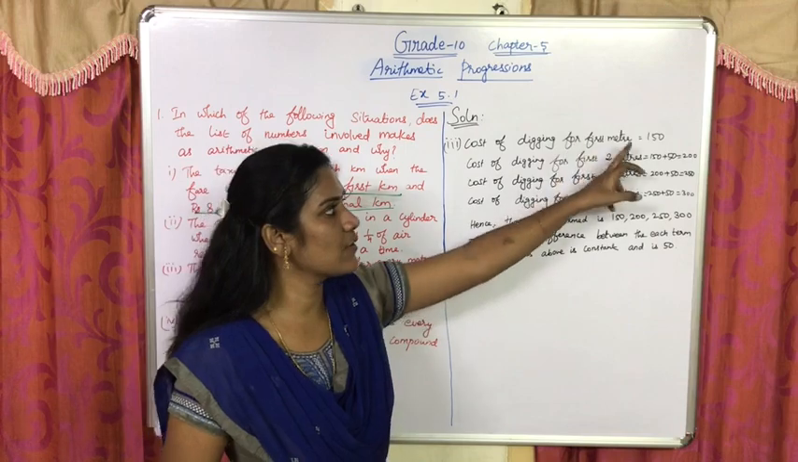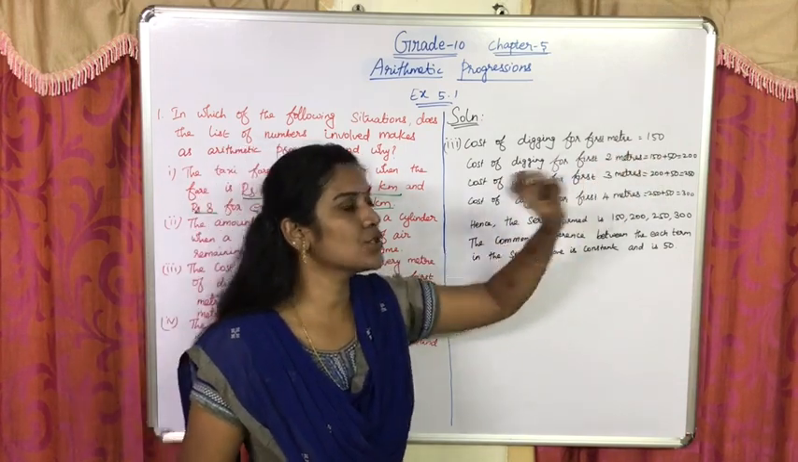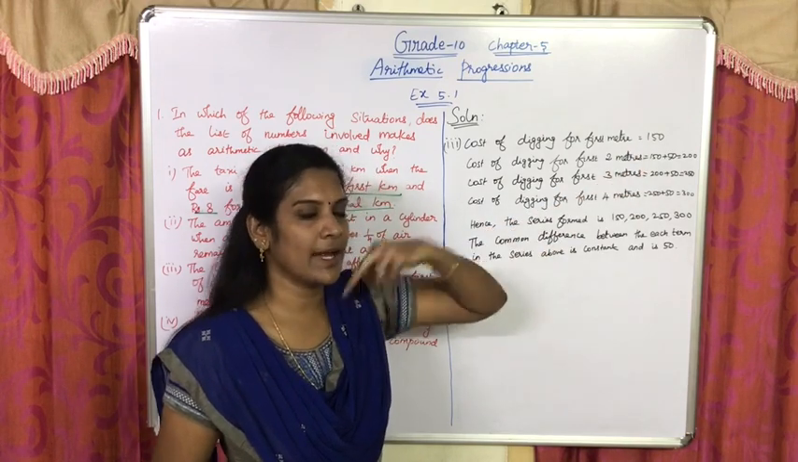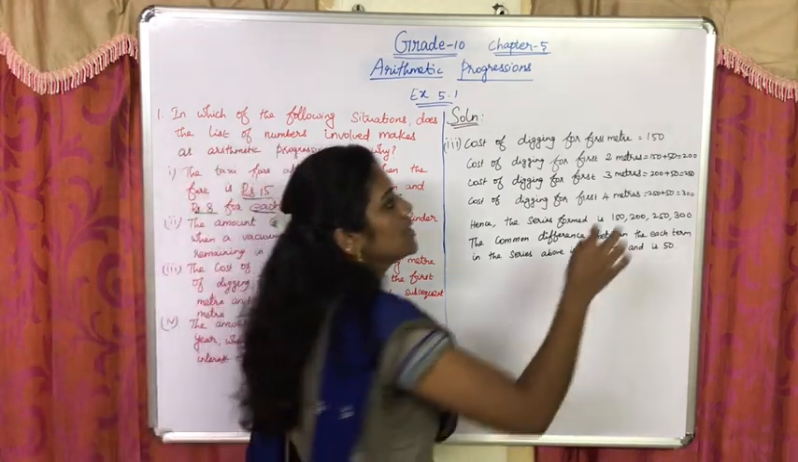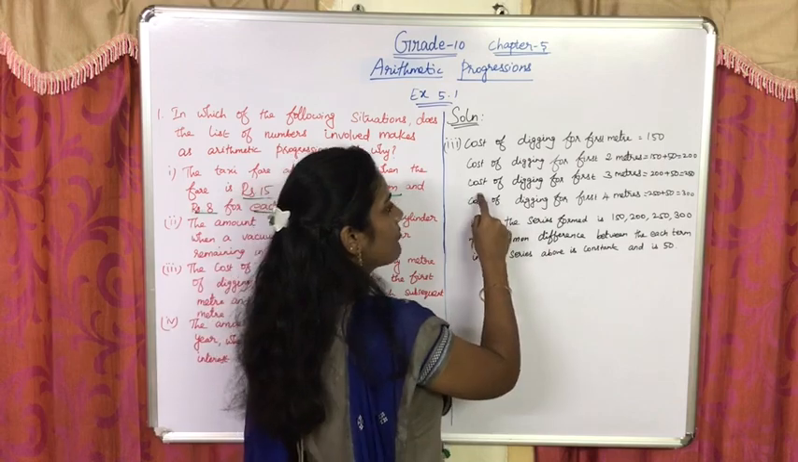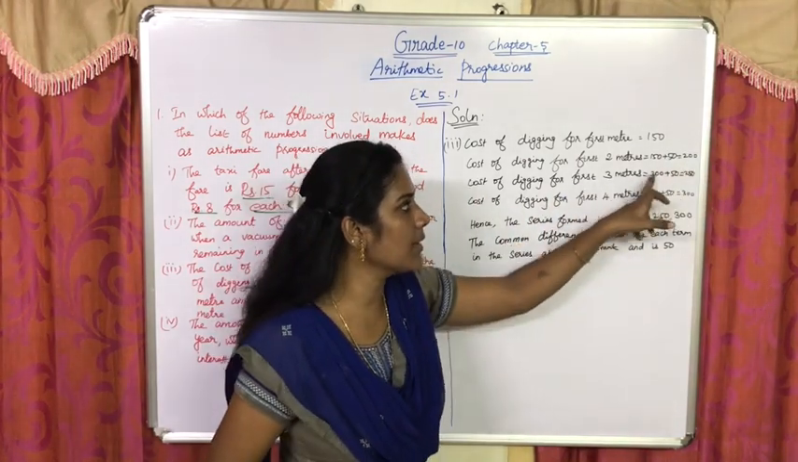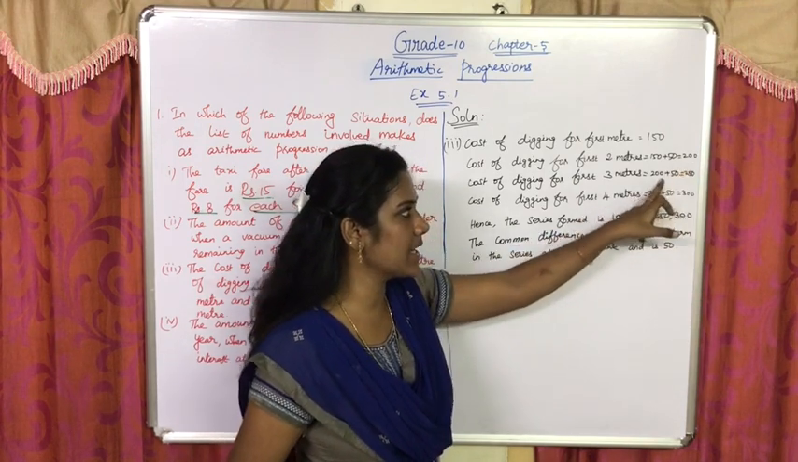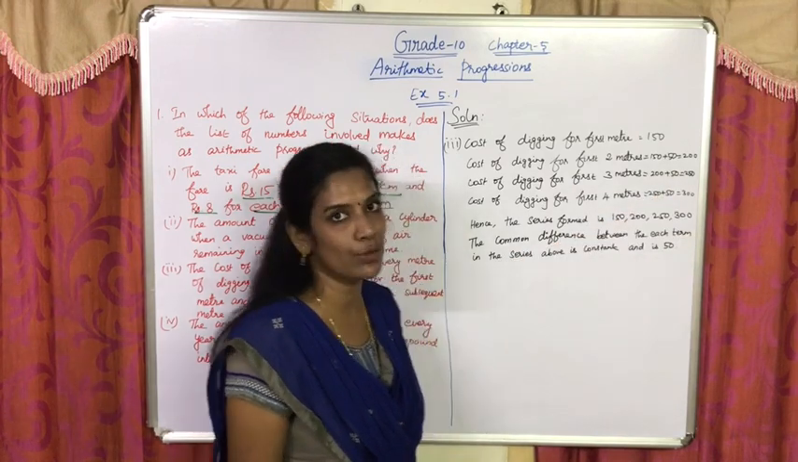Cost of digging for the first meter equals 150. Cost of digging for the first 2 meters: the first meter is 150 rupees, and for each extra subsequent meter I need to pay 50 rupees. So 150 plus 50 gives you 200. In the same way, cost of digging for the first 3 meters equals this answer plus 50 extra, because for 2 meters I already know I need to pay 200 rupees, plus 50 gives you 250.